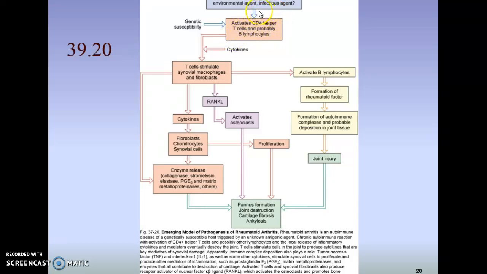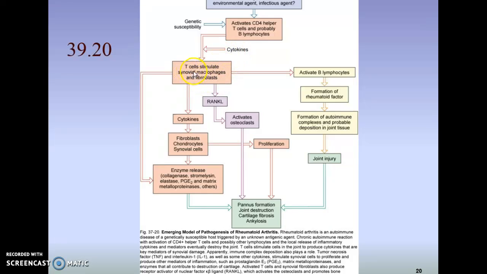Whatever the cause is, there is also a genetic susceptibility, which you heard about in the Khan Academy video. If you haven't watched that, do watch it. But you have both of these activities that are going to activate CD4 helper T cells, probably B cells. And if you remember, the CD4 helper T cells help everything along by producing cytokines.